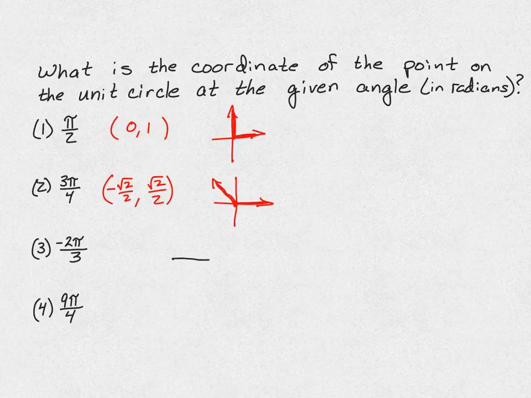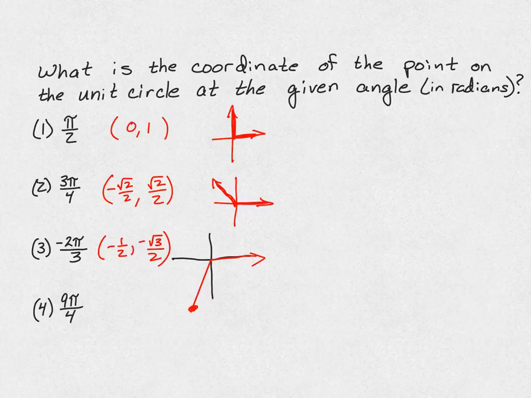All right, the next one is negative 2 pi over 3. Normally for 2 pi over 3, you would rotate around this direction, and that would be your angle for 2 pi over 3. Negative 2 pi over 3 tells us to rotate the other direction the same amount. So this would be your angle for negative 2 pi over 3. And the coordinate at this point was (-1/2, -√3 over 2).